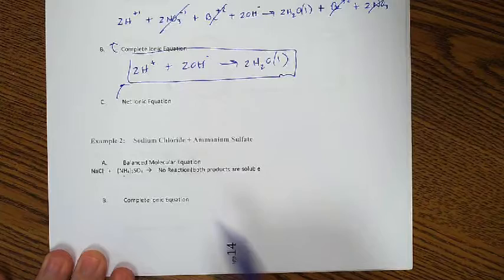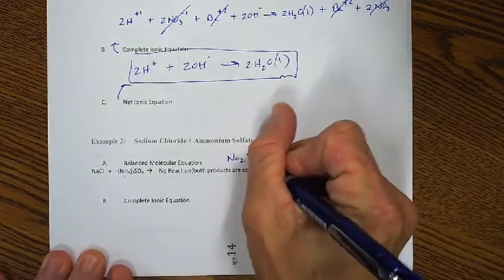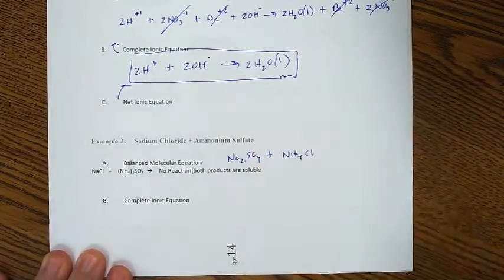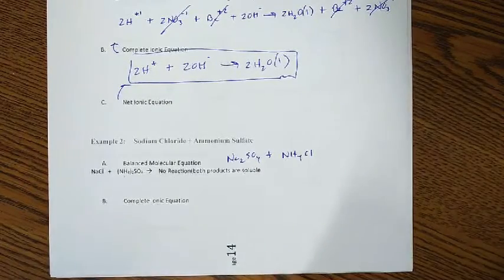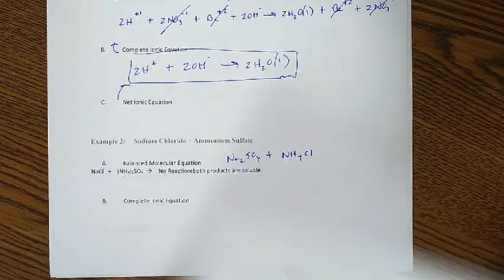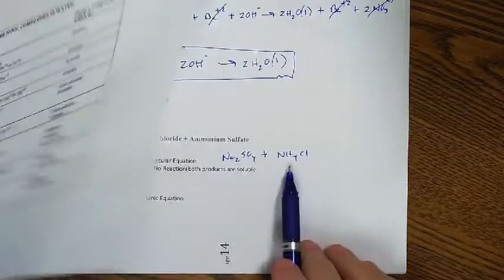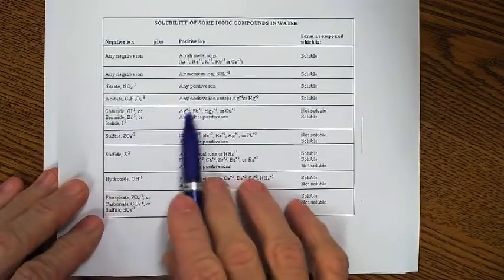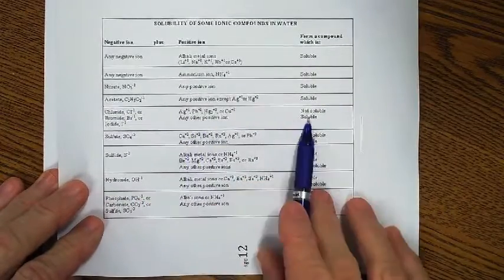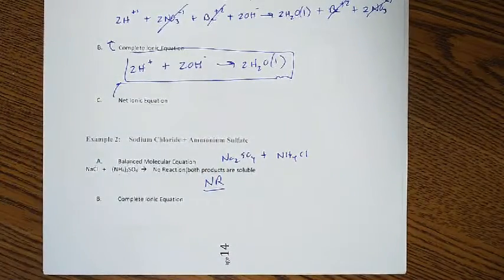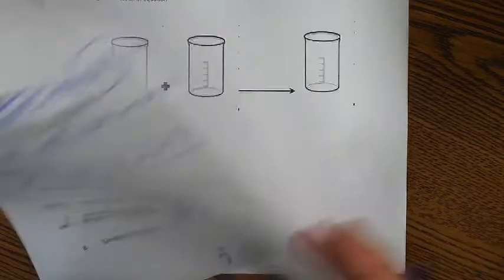When you look at the possible combinations of Na2SO4 and NH4Cl, nothing happens. Again, sodium sulfate: any other positive ion is soluble. Ammonium chloride: ammonium with any other positive ion is soluble. So there's no reaction in this one. Okay, so you need to be aware: you always have to look up the possibilities in a double replacement reaction to see if that reaction actually occurs.